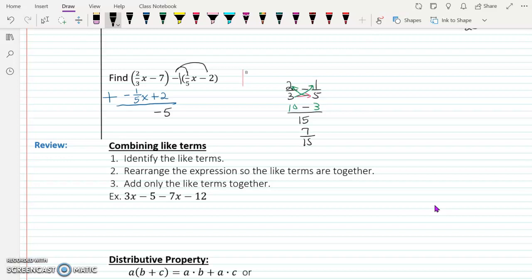We always have to stop and ask ourselves, can we simplify that? We always simplify our fractions. Always simplify fractions. Okay, since we can't simplify that any further, this would be 7 over 15x.